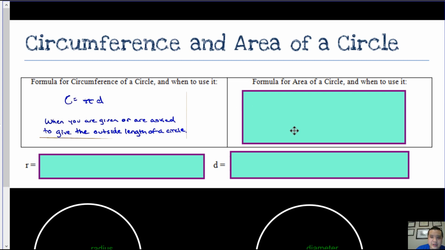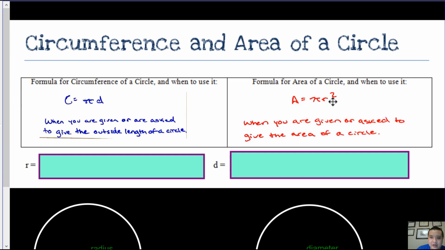The area, we all know what area is. The formula for that is pi r squared. Notice that the r is squared. That's because the area is two-dimensional. Circumference is a length, so it's only one dimension, so that's why it's only d. But here, since we're doing r squared, it's going to be the area, which is two-dimensional.